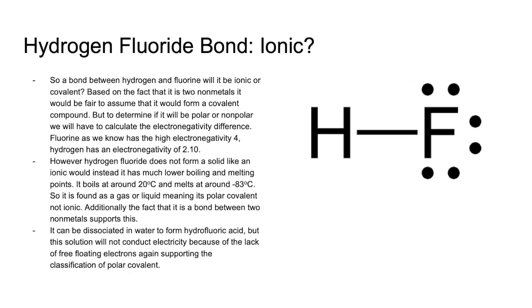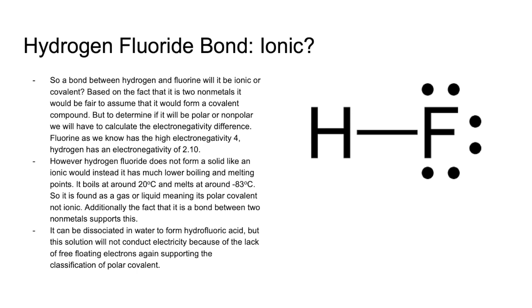So, is a bond between hydrogen and fluorine ionic or covalent? Based on the fact that it is two nonmetals, it would be fair to assume that it would form a covalent compound. But to determine if it would be polar or nonpolar, we will have to calculate the electronegativity difference. Fluorine, as we know, has the highest electronegativity, 4, and hydrogen has an electronegativity of 2.1. When we do the calculation, we get 1.9.